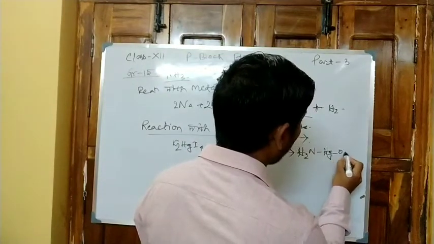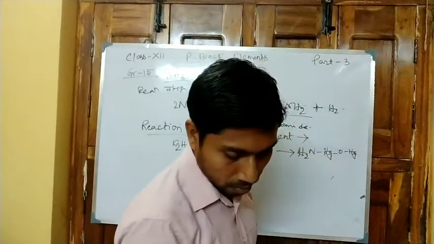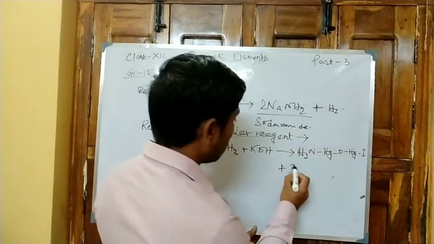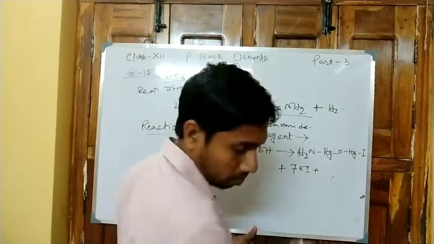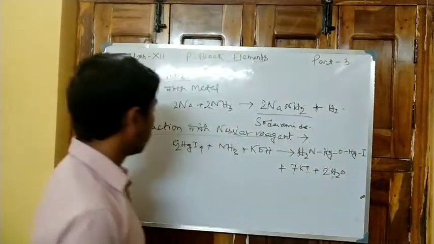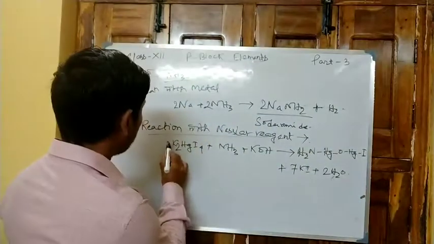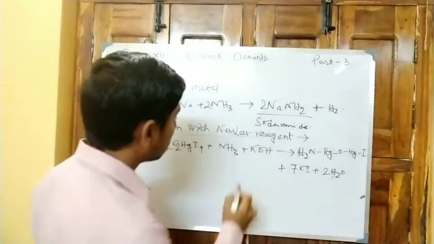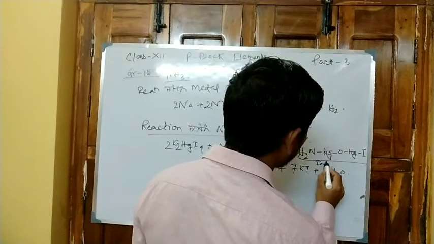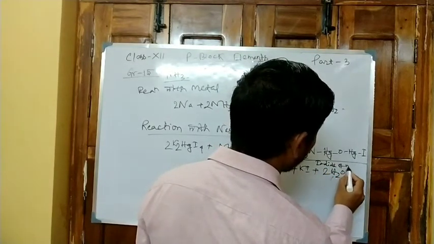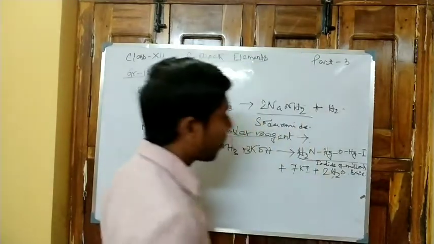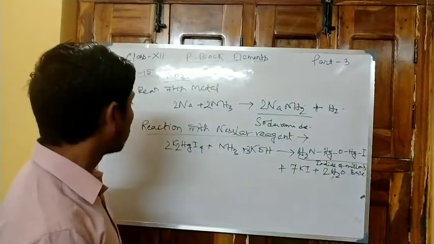H2N HgOHg I plus 7KI plus 2H2O. So K2HgI4 plus NH3 plus 3KOH gives this, which is called iodide of Millon's base. Millon's base. So it is a very important reaction.